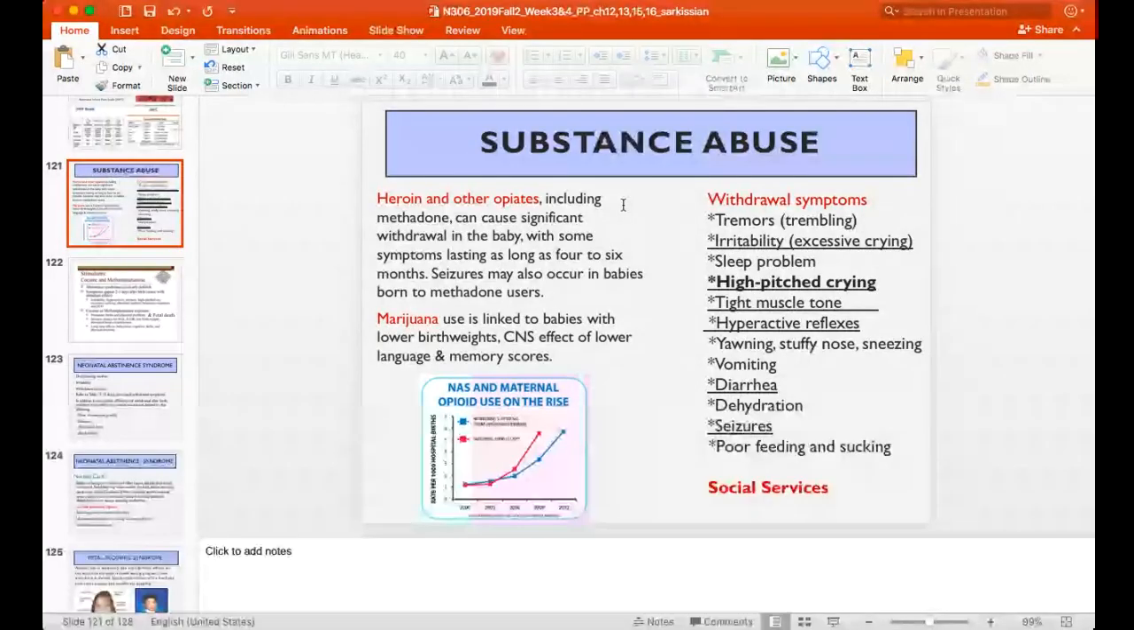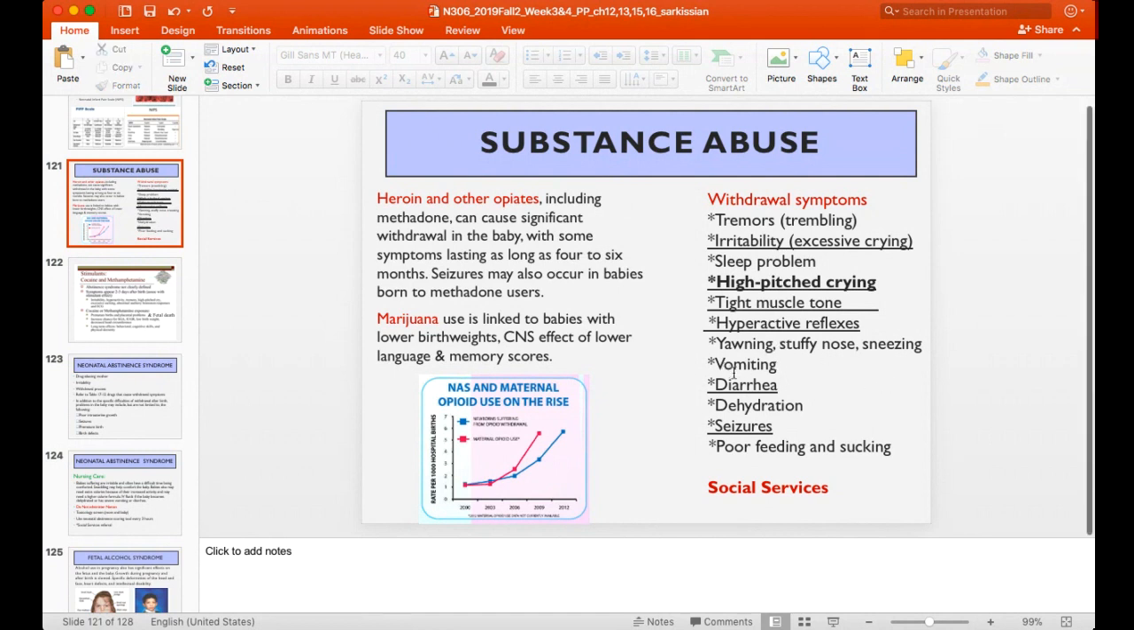Here. Okay. So withdrawal symptoms in these babies that are using heroin and other opioids is tremors, okay? Irritability, so excessive crying. They're just not very easily consolable. They have sleep problems because they're irritable. High-pitched cry, like I said. Tight muscle tone, okay? These babies are going to be hard to cuddle and swaddle. They're really, really tense. They have hyperactive reflexes. They may yawn, stuffy nose, sneezing. Those are signs of them coming off of this.